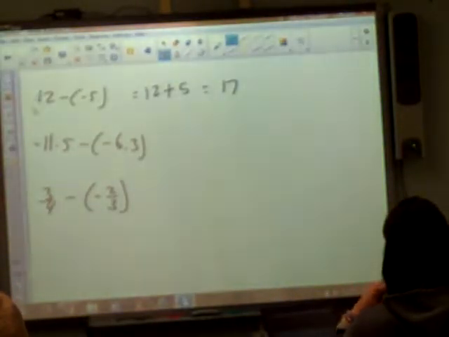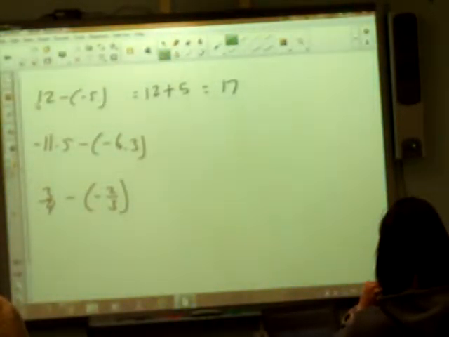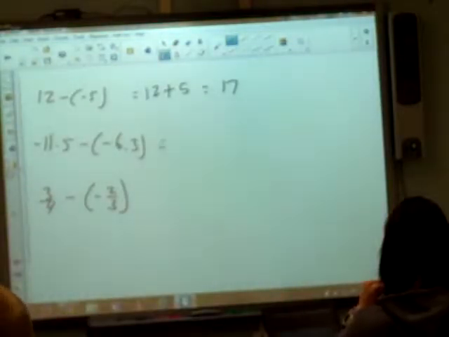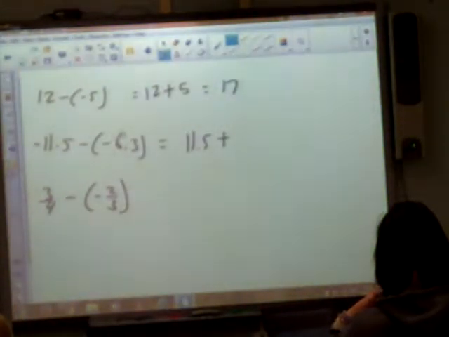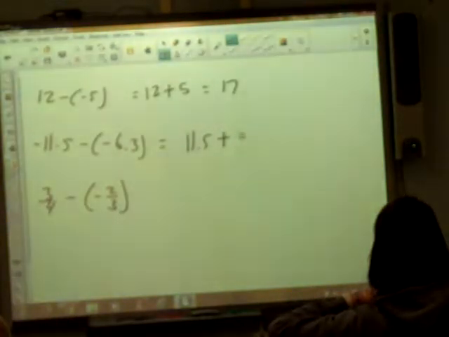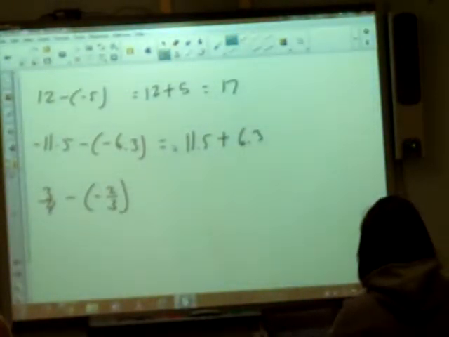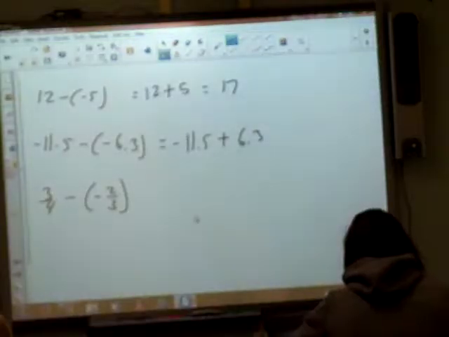17. For the first term, you don't change its sign. Okay? So here on number 2, I'm going to say negative 11 and a half plus, what's the opposite of negative 6.3? 6.3. I forgot my negative after I just told you don't change the first one.